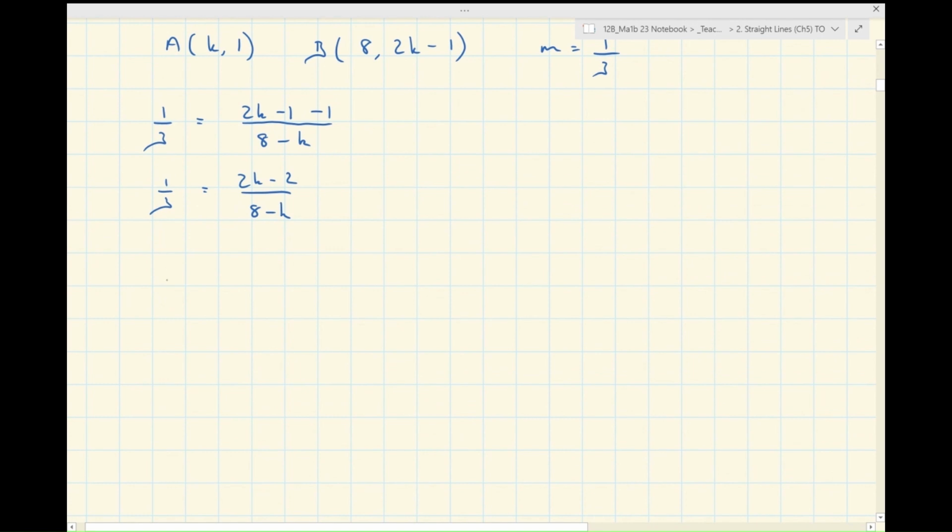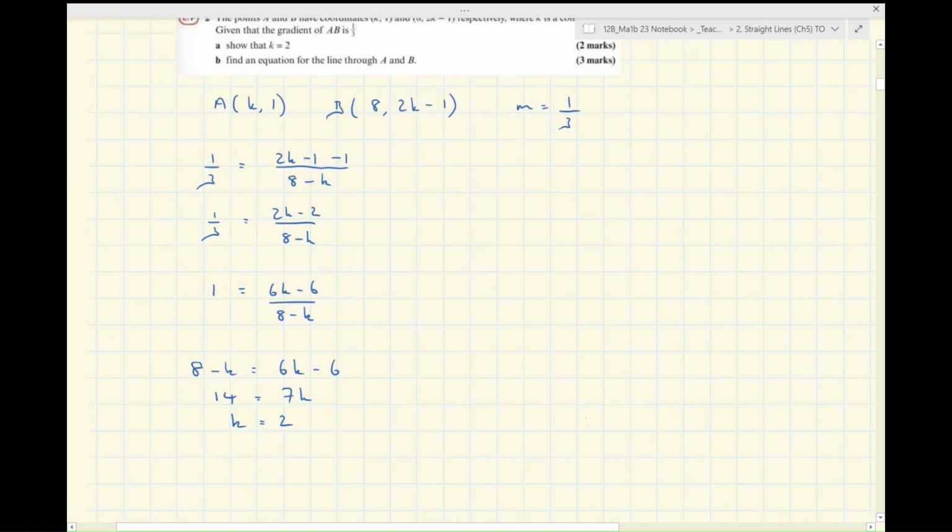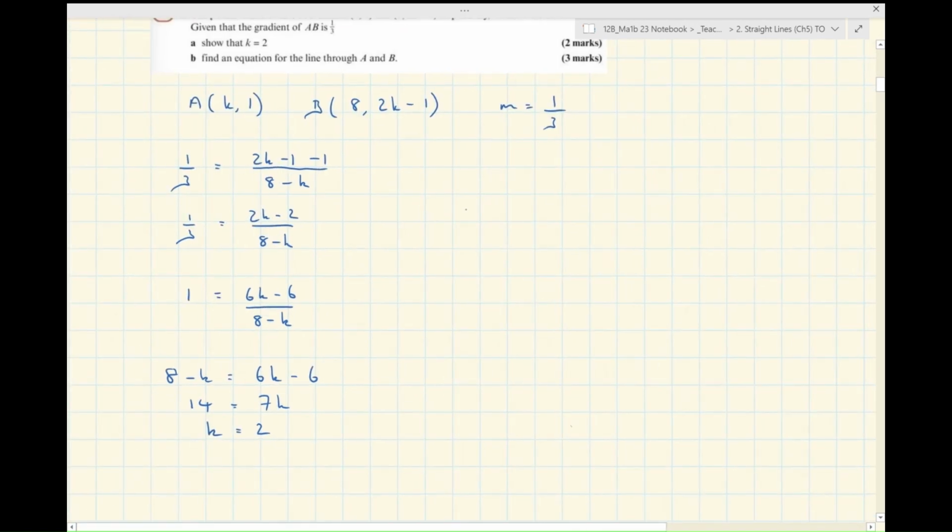Multiply both sides by 3. 1 equals 6k minus 6 over 8 minus k. Multiply both sides by 8 minus k. 8 minus k equals 6k minus 6. Add k to both sides and add 6 to both sides. Shows me that k equals 2. Good. Okay, now I've got to find the equation of the line.